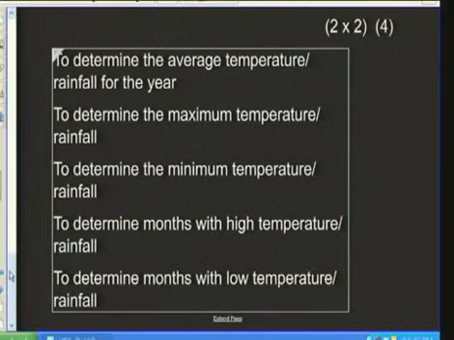like this, determining the average temperature or rainfall, the maximum temperature or rainfall, the minimum temperature or rainfall. We can determine which months have got a high temperature, which months have got a high rainfall, and of course vice versa, the low temperature and the low rainfall as well. And that's all just gathered from a piece of information that's expressed visually in a bar graph.